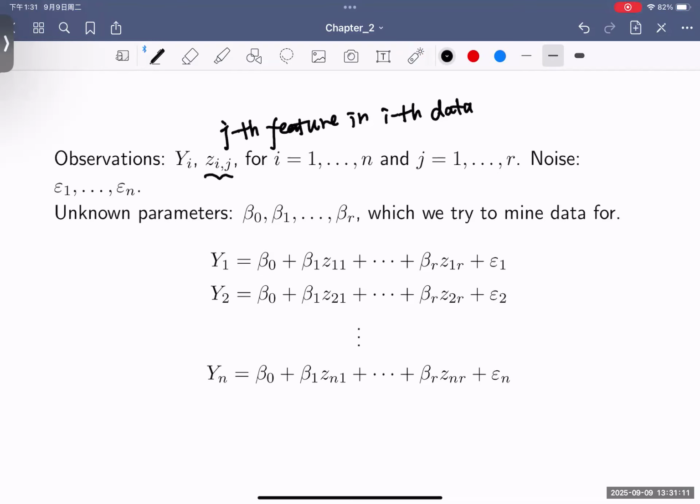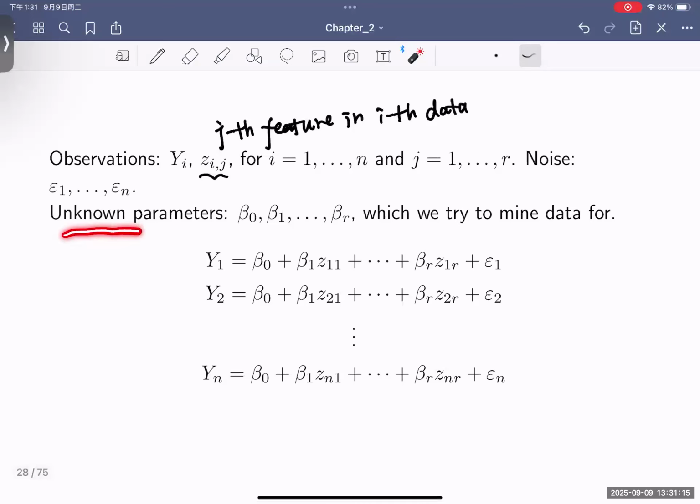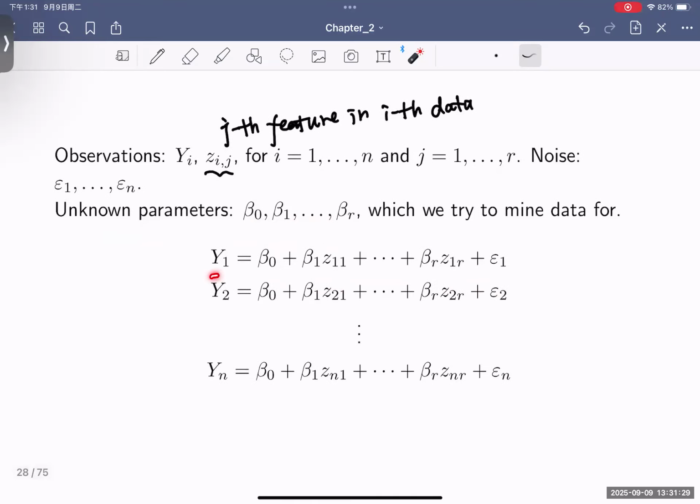And now we just assume the unknown parameter. We have this linear model as our generative mechanism, and the unknown thing is this beta. Now we can write down the whole thing.